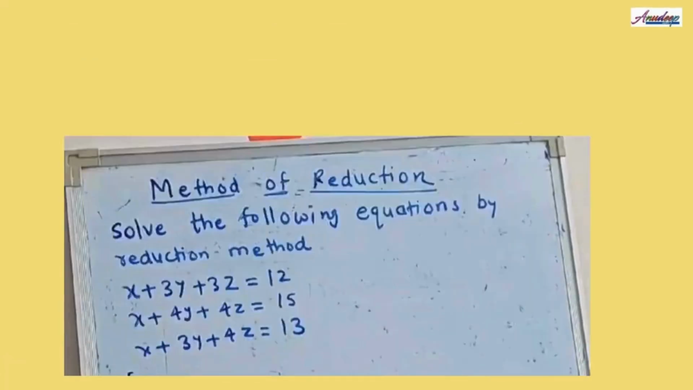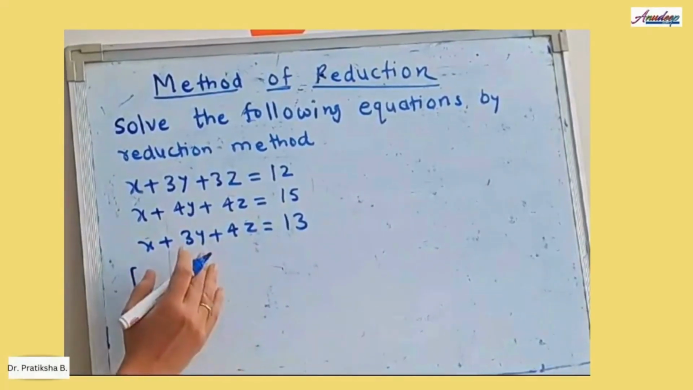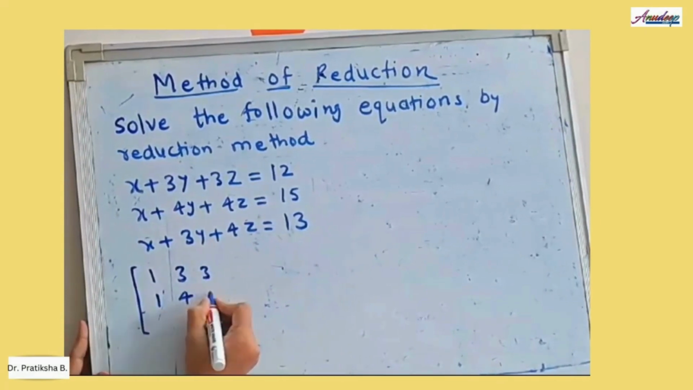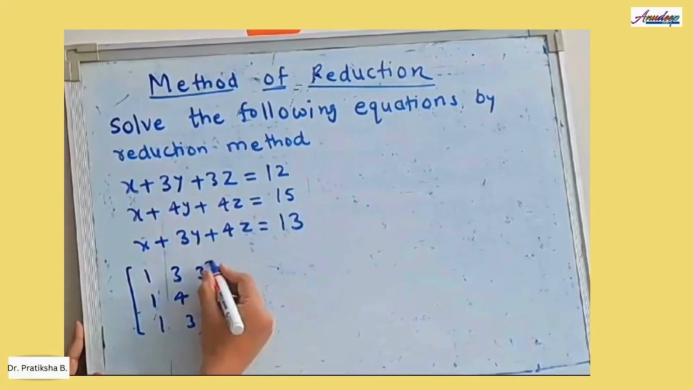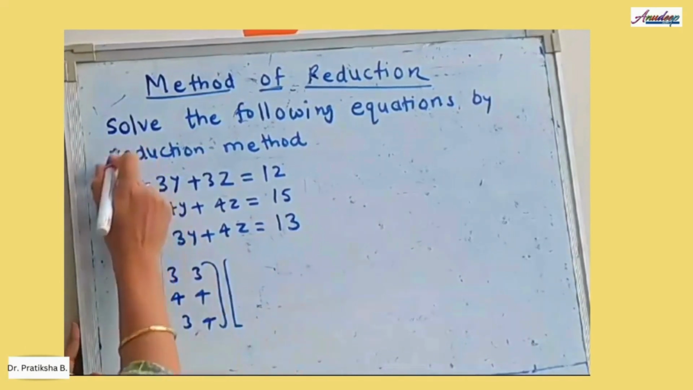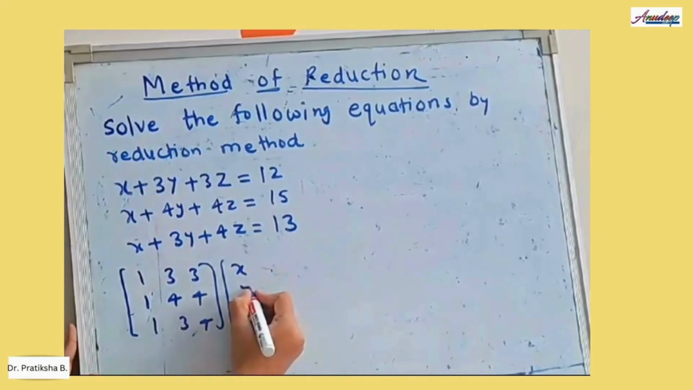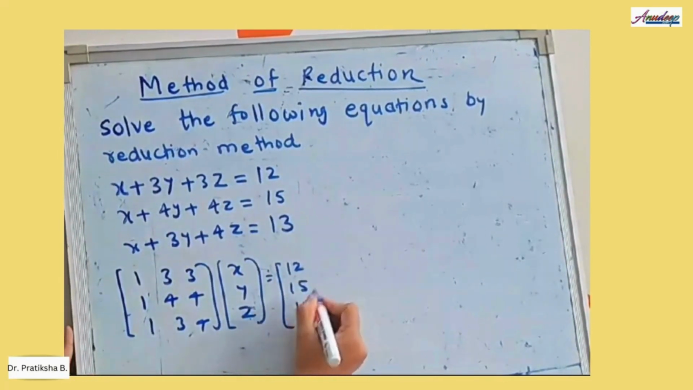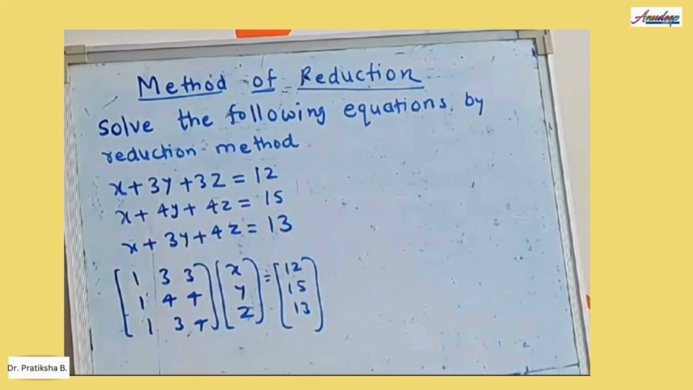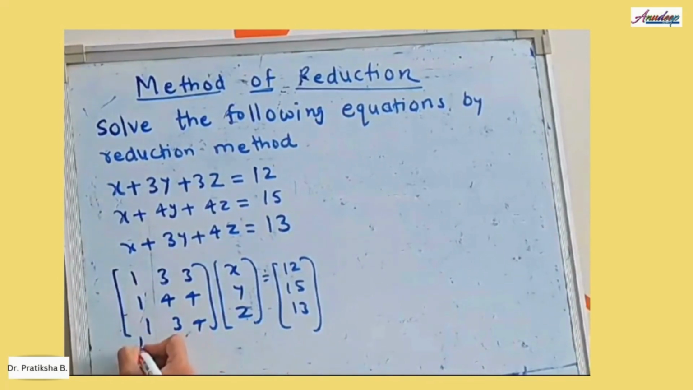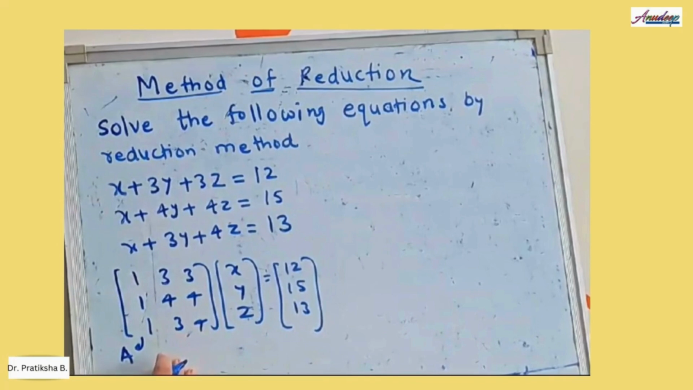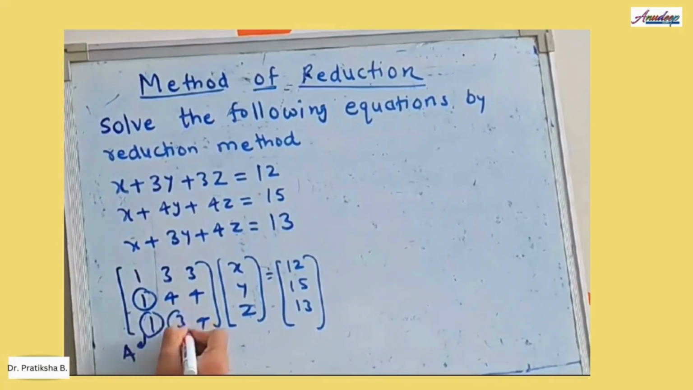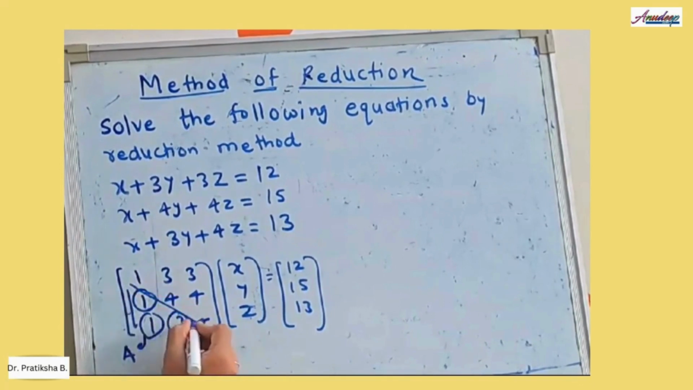So let us proceed. Now we can rewrite the given equation in terms of the coefficient matrix and variable matrix as follows. It will be 1, 3, 3; 1, 4, 4; 1, 3, 4. This is the coefficient matrix, the numbers in front of the variables. And then we have the three variables x, y, z, and the right hand side is a constant matrix. This is how we can rewrite this equation. So now, we want to reduce this matrix A. Let us reduce this by doing some elementary row transformations. Our focus is to reduce these three lower triangular matrix elements to 0.